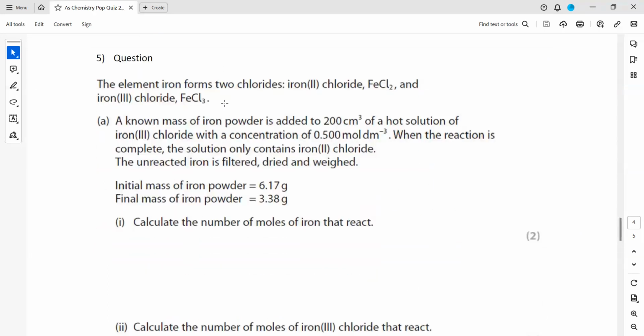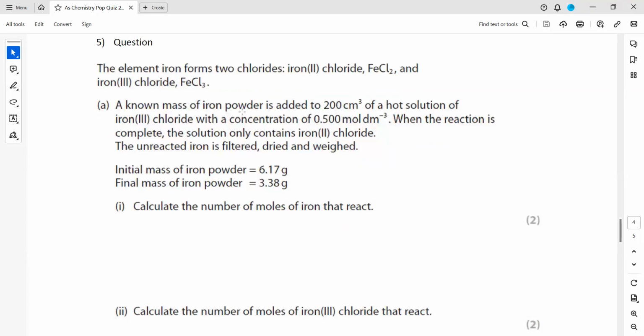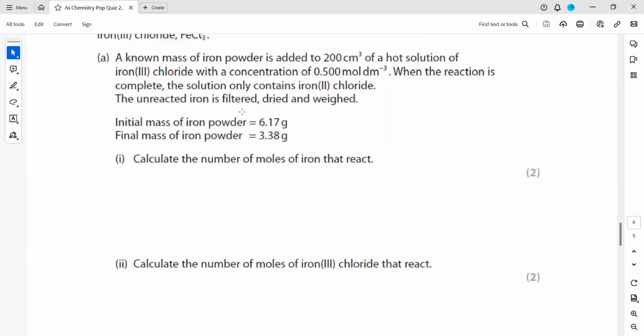In question 5, the element iron forms 2 chlorides, iron(II) chloride and iron(III) chloride. A known mass of iron powder is added to 200 cm³ of a hot solution of iron(III) chloride with a concentration of 0.5 mol/dm³. When the reaction is complete, the solution contains iron(II) chloride and the unreacted iron is filtered, dried and reweighed. Calculate the number of moles of iron reacted.